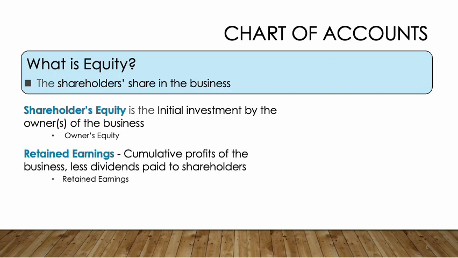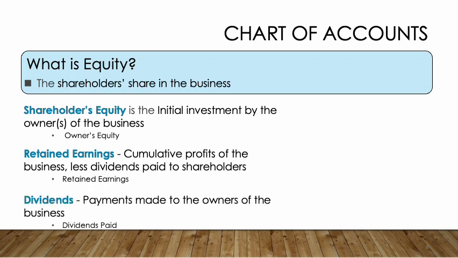The second category is called retained earnings. This is actually my definition of retained earnings, and I hope this still applies. I describe it as the cumulative profits of the business, less dividends paid to shareholders. And so that's what the retained earnings account will record, all the profits from the very beginning of the corporation, less any dividends that were paid out to shareholders.